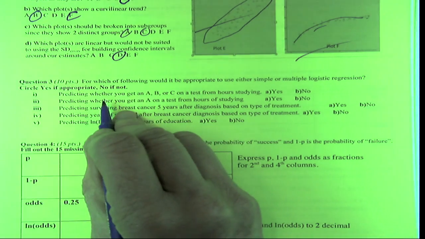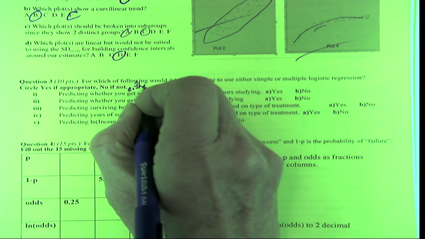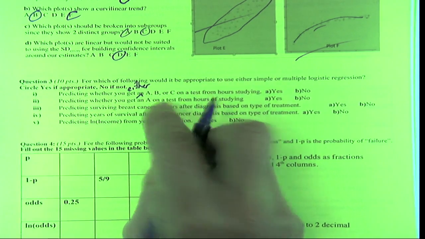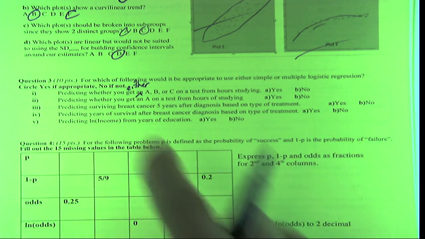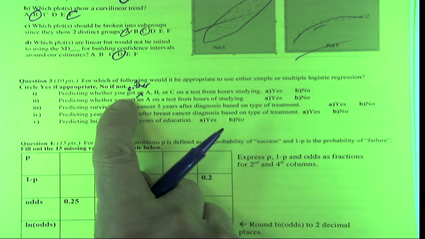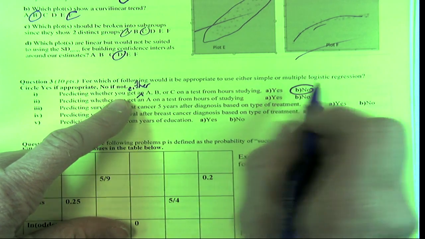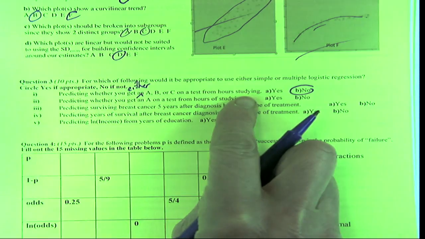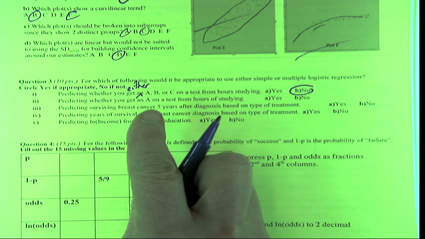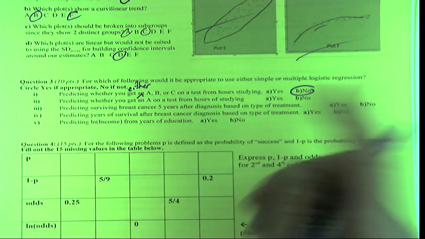I think it's better if I said predicting whether you get either an A, a B, or a C. So it's three groups there. All right, so this one is no because there's three categories. So the answer is no. This would be an ANOVA problem, right? Compare the means of the hours studying for people who got an A, compare their mean to the people who got a B and a C. This is a classic ANOVA problem.